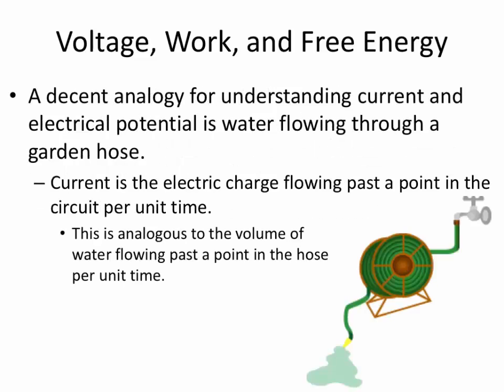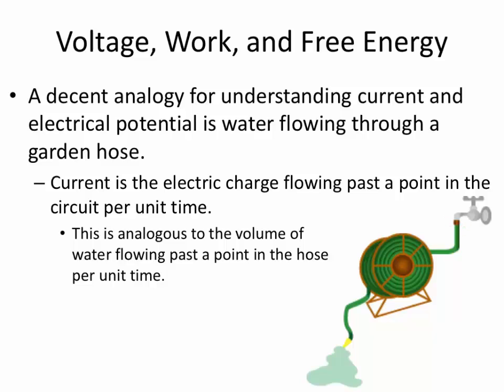A decent analogy for understanding current and electrical potential is that of water flowing through a garden hose. So imagine we've turned on the tap here and we have water flowing through this reel and then coming out the end of the hose. The current is the electric charge flowing past a point in the circuit per time. And now this is analogous to the volume of water flowing past some point in the hose per unit time. So we can either look at the end of the hose, how much water comes out of the end of the hose, or say how much water is coming through our spigot over here.